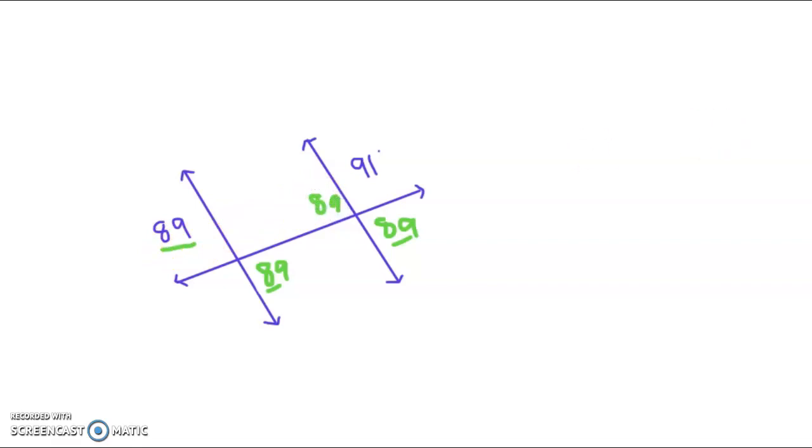Now, if we wanted to find where 91 degrees is, we can see that the corresponding angle to 91 would be over here. And the alternate interior angle to 91 degrees can then be over here. And we can see that the vertical angle to 91 over here is over here. So this is 91 degrees here.